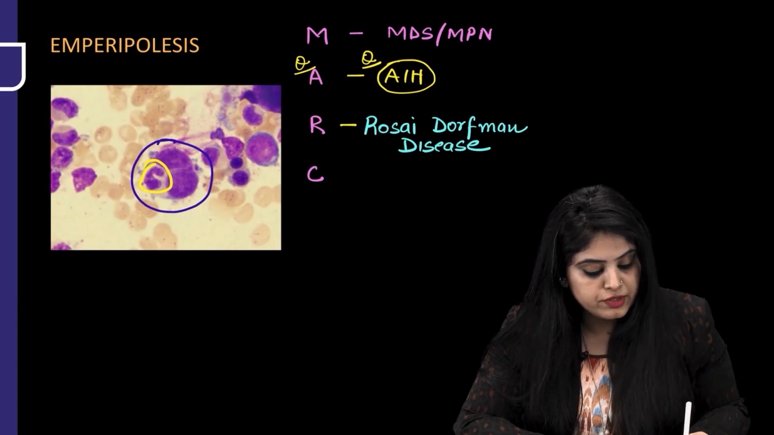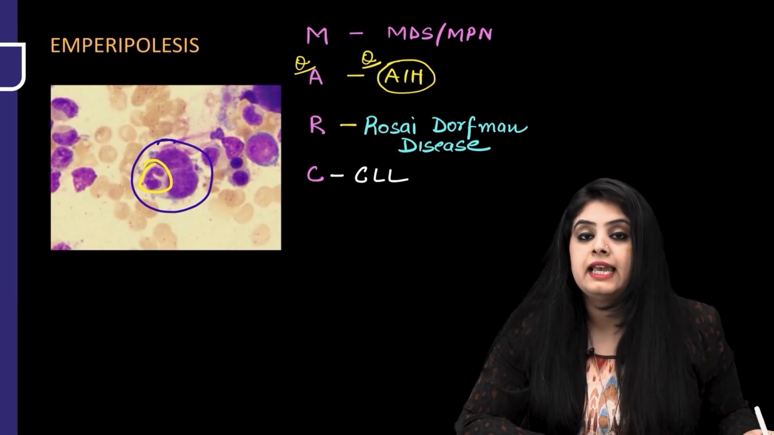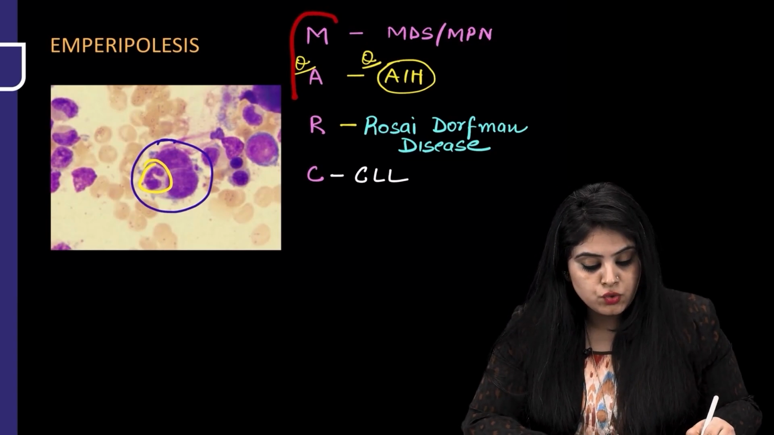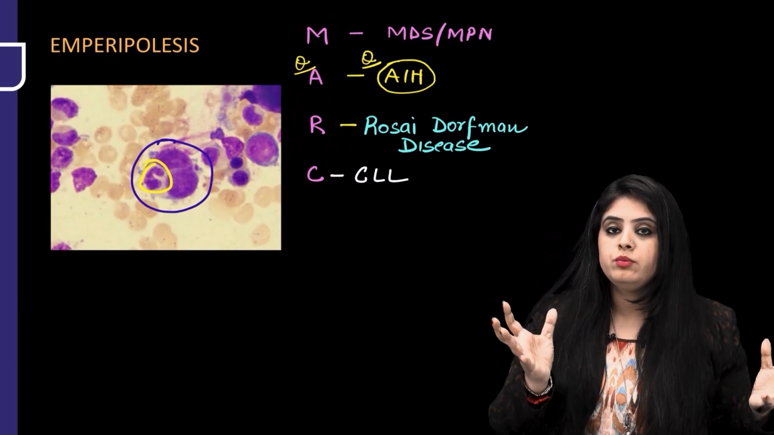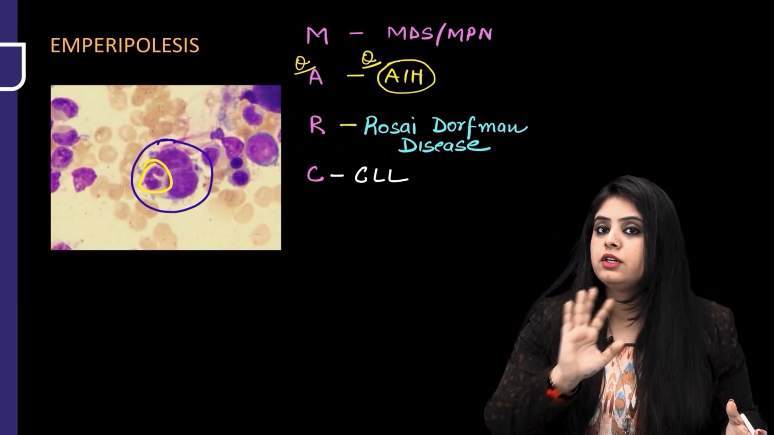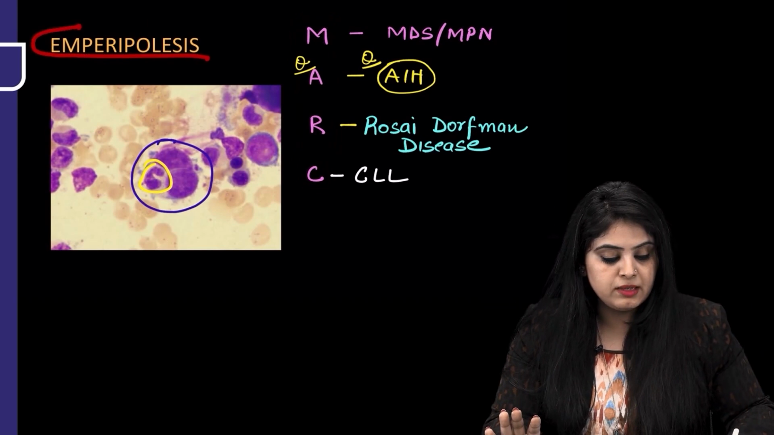And finally, the C is going to be for CLL. All of these show you a big cell which has kept a small cell inside it, but no killing. That is known as emperipolesis.